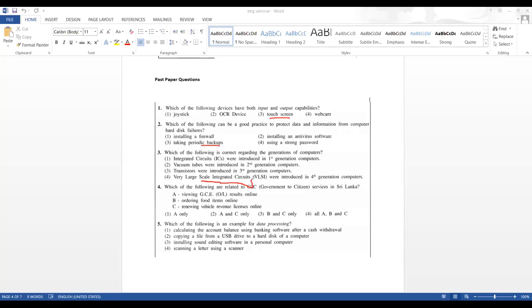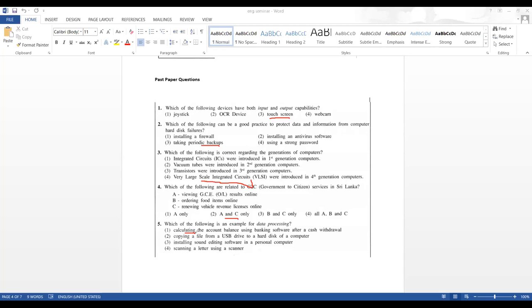Which of the following are related to G2C, government to citizen service in Sri Lanka? Viewing results, renewing vehicle revenue license, ordering food item online. Yeah, A and C. You can view your result online, renew the vehicle revenue license. Ordering food items online is not a service from the government, that is given by whatever company, Pizza Hut or whatever, that's a service from them, right? Which of the following is an example for data processing? Data processing. That is the first answer.